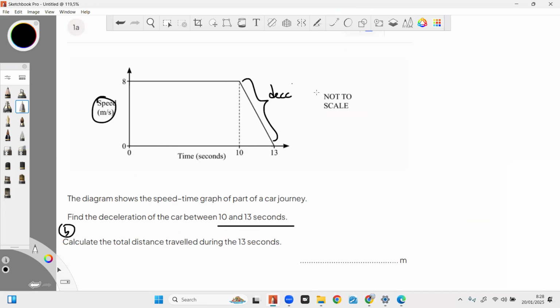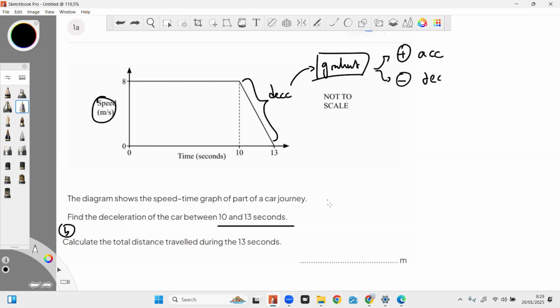In a speed time graph, deceleration or acceleration can be found by finding the gradient. If the gradient is positive, it is acceleration. If the gradient is negative, it is going down, which means deceleration.